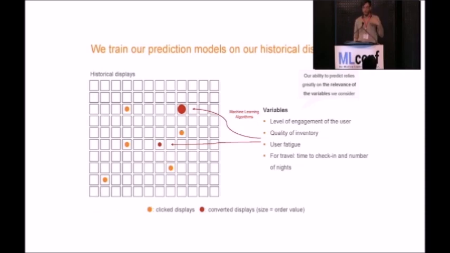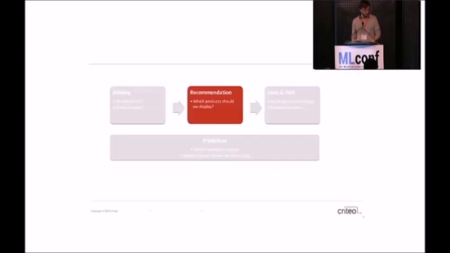So we have probability of click, probability of conversion, these machine learning models, and we train them in a classical supervised learning way. So we have historical data, and we have some features, and we train models on this. And I'll go back into more details about this later.